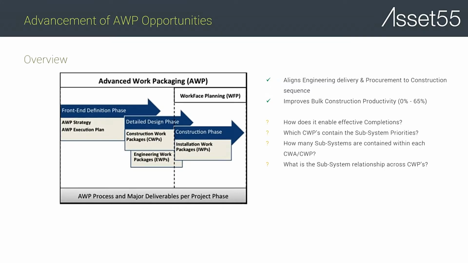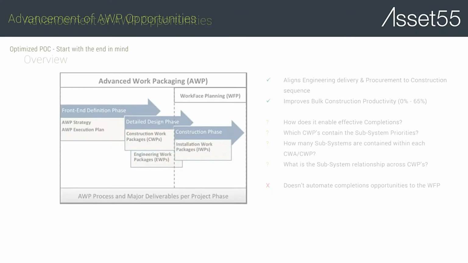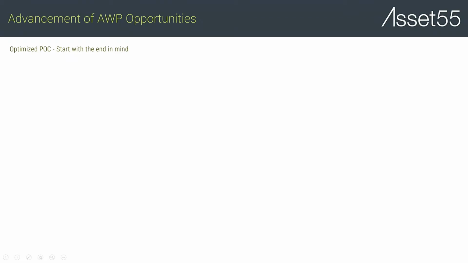But it doesn't effectively enable the completions phase, which is often where schedule erosion occurs. We don't know up front what CWPs contain subsystem priorities. We don't know how many subsystems are contained within each CWA or CWP, and we don't know what the subsystem relationship is across our construction work packages. And finally, it doesn't automate the completions opportunities process to the work phase planner, which largely means this is a heavily manual process. So what we want to do is really start with the end in mind and bring this thinking around completions enablement much earlier.